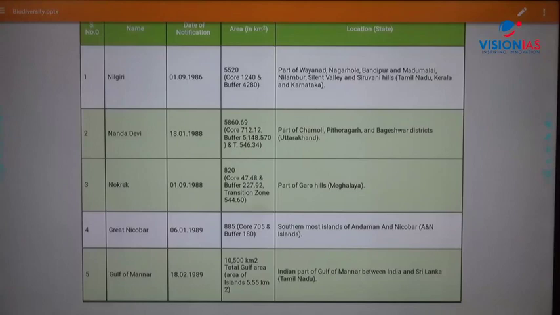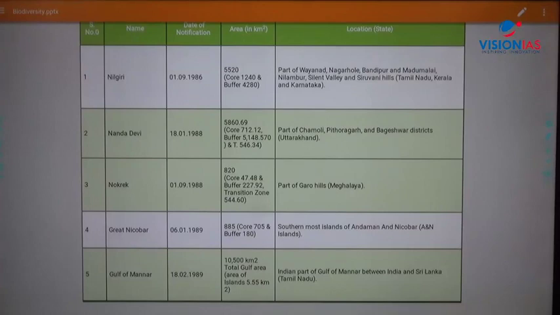These are the important areas under 3 states, Karnataka, Tamil Nadu and Kerala. This is the first part. The first UNESCO-identified biosphere reserve, which is located in India. The first one is Nilgiris.